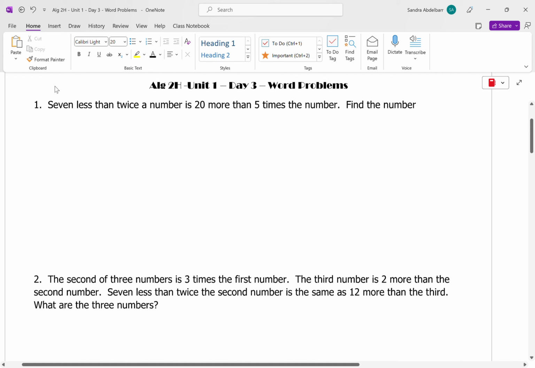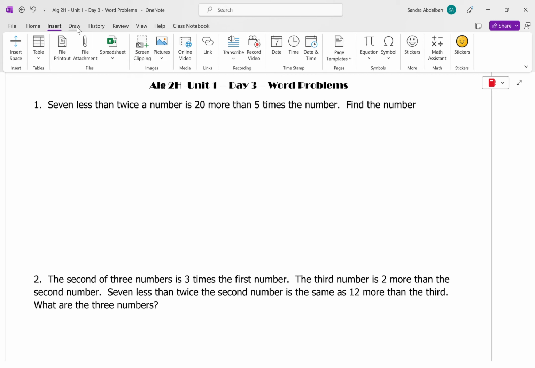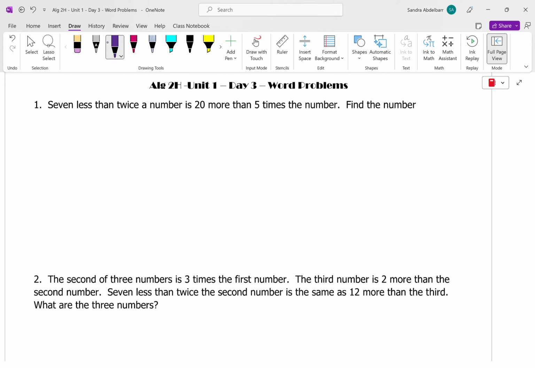So here we have, for the first one, 7 less than twice a number is 20 more than 5 times the number. Find the number. So we're going to go ahead and I'm going to let x equal the number. And now we're going to translate these words into symbols.